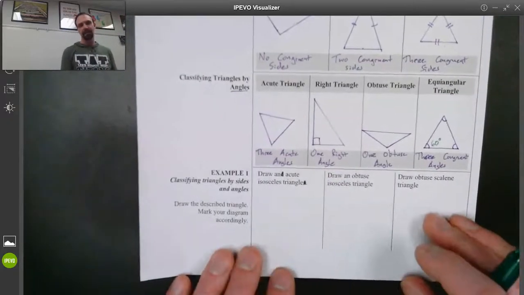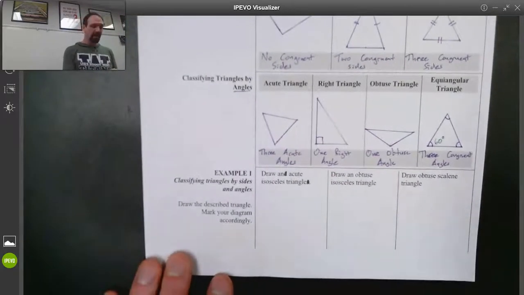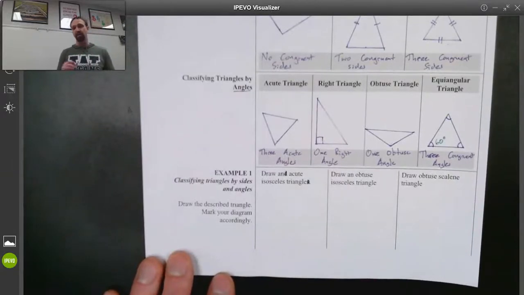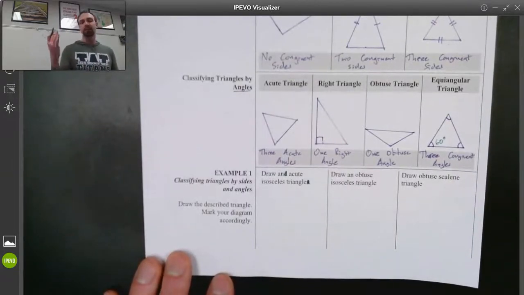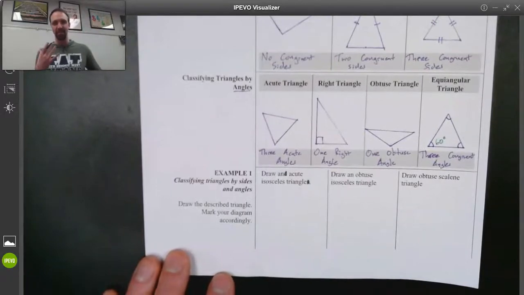Sorry for the errors here. And then it says we want to draw the described triangle, and it says mark the diagram accordingly. So the big thing is perfection is not something that we really look for. Having the diagram marked is really what's key in situations like this.